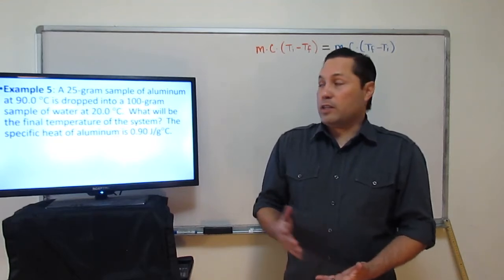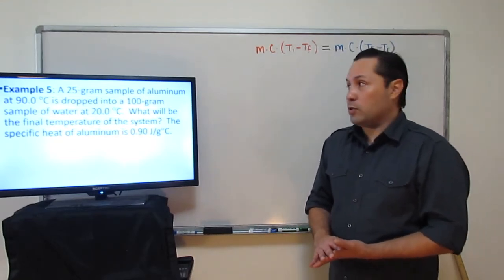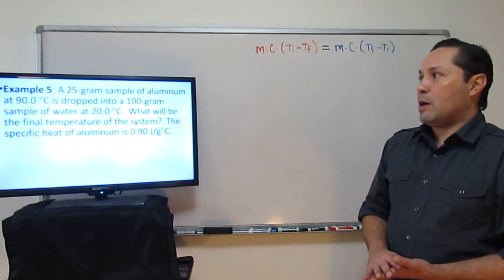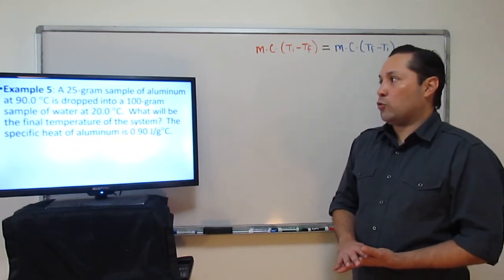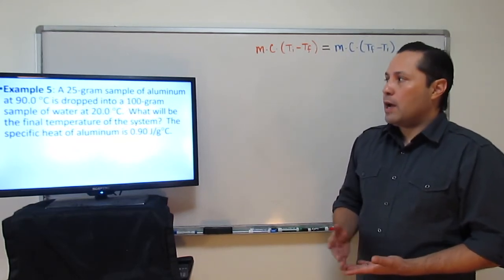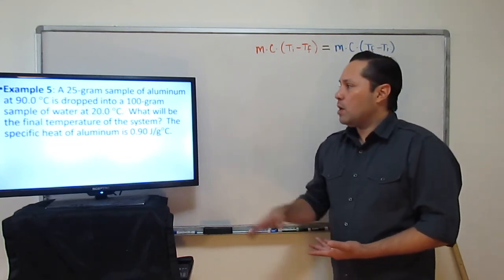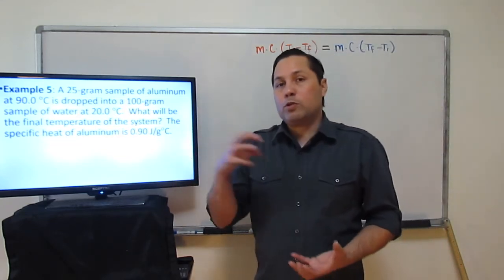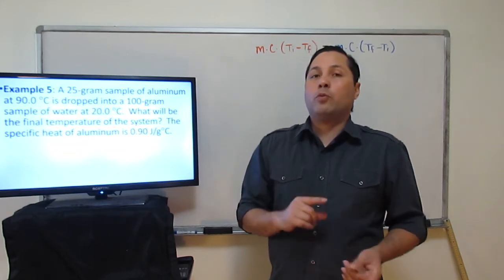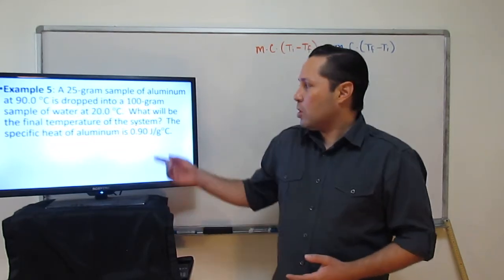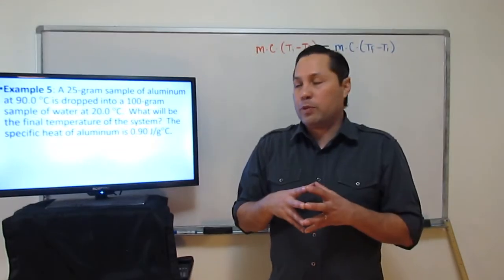Let's take a look at example 5. Here we ask the following question. It says, a 25 gram sample of aluminum at 90 degrees Celsius is dropped into 100 grams of water at 20 degrees Celsius. What will be the final temperature of the system? Now, the aluminum metal is placed into the water. Both of them will reach the same final temperature. So they refer to a system as both of them put together.